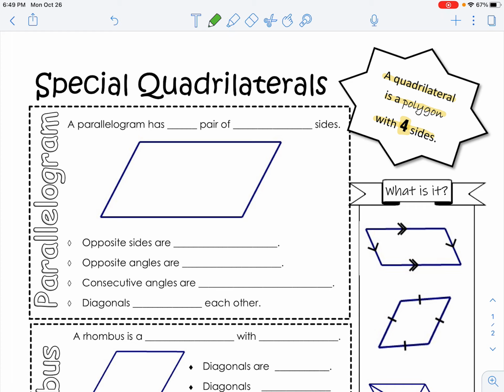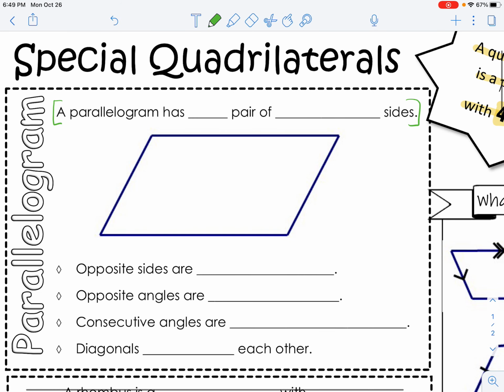So the first quadrilateral that we are going to talk about is a parallelogram. Think about the word parallelogram. It kind of sounds like parallel, right? So that's actually one of the properties. So right up here, the first part is the definition. So by definition, a parallelogram has 2 pair of parallel sides, right? And that kind of matches a parallelogram. So in order to be a parallelogram, all I need to know is that the opposite sides are parallel.